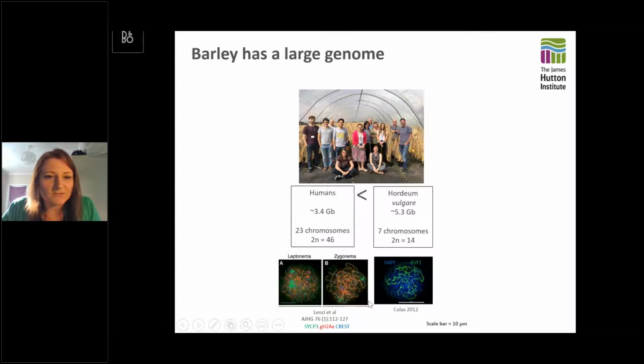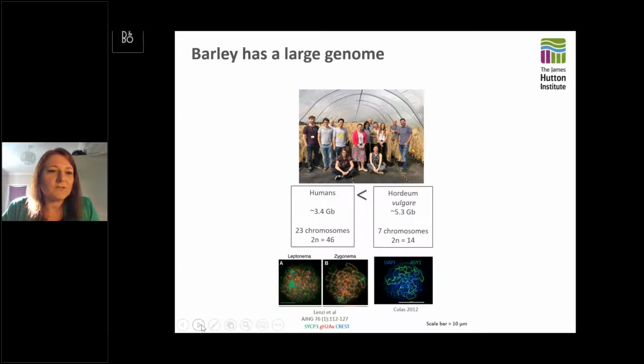If you look at the pictures on the bottom of the slide, this is from a paper from Lindsay et al. If you look at the scale bar, which is about 10 micrometers, the human leptotene-zygotene meiocyte is roughly 20 micrometers in diameter. Now, if you look at the barley one, taking the same scale of 10 micrometers for a similar stage of meiosis, it's actually a little bit smaller. The level of compaction is a bit higher.